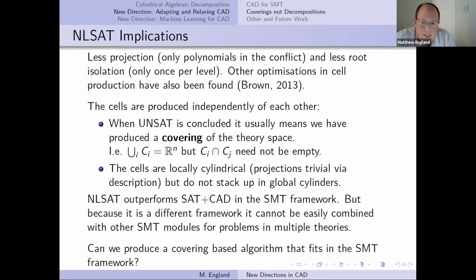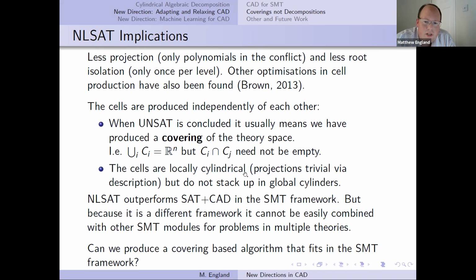Well, the first thing to note is that these cells are produced independently of each other. They don't really talk to each other, which means that when we conclude unsat, what we have are actually cells that don't form a decomposition. They could be overlapping. So we call this a covering. So it's still the case that all of the space is covered by cells, but now the intersection need not be empty. Now this may sound like more work, but it's actually less work. It means you can have a smaller number of bigger cells to cover the space rather than a larger number of smaller cells, which take more work to produce.